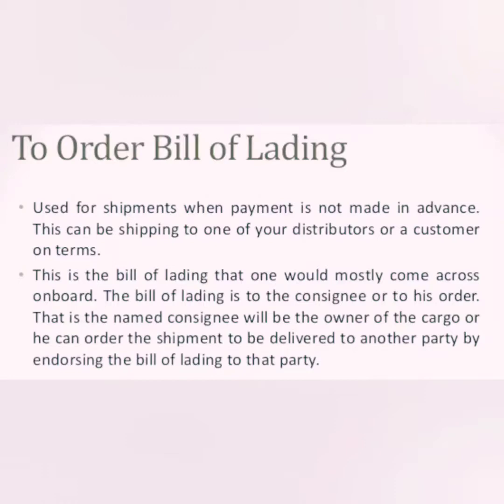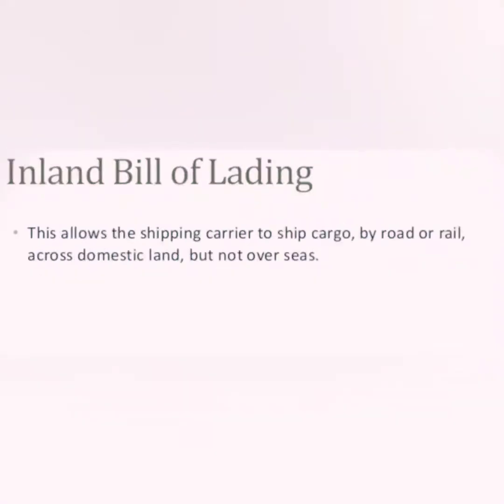So comparing these two, in straight bill of lading, the consignee is fixed and it cannot be endorsed to someone else. And in to order bill of lading, there is an option of endorsing it to someone else. Next is inland bill of lading. As the name itself suggests, this will allow the shipping carrier to ship cargo by road or rail across domestic land but not overseas.